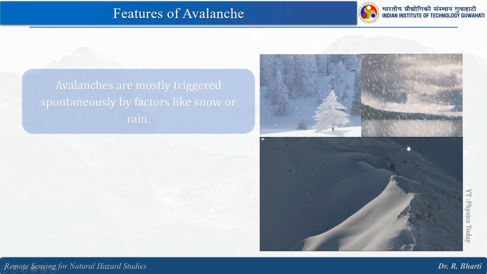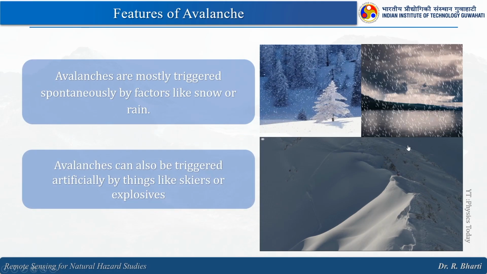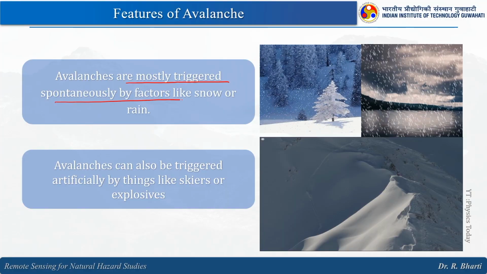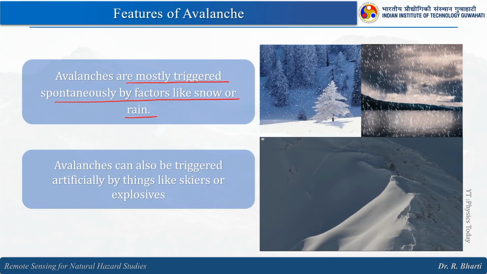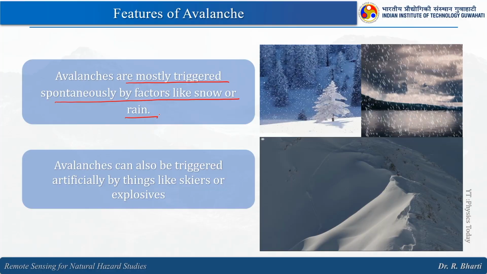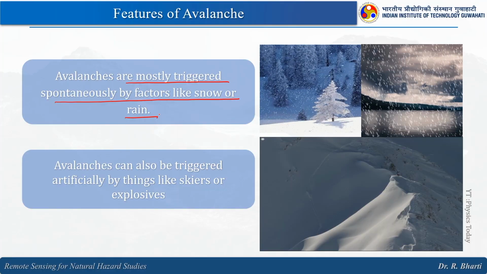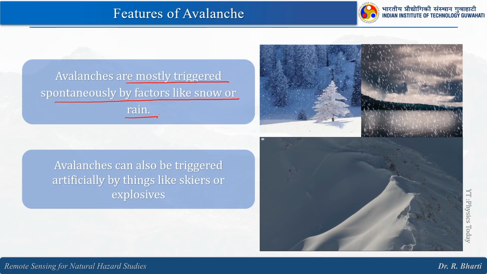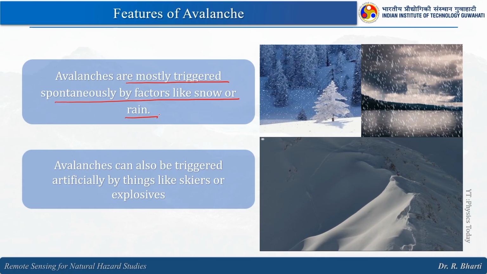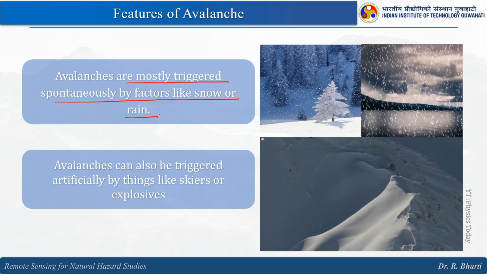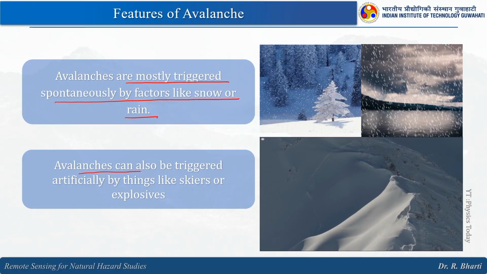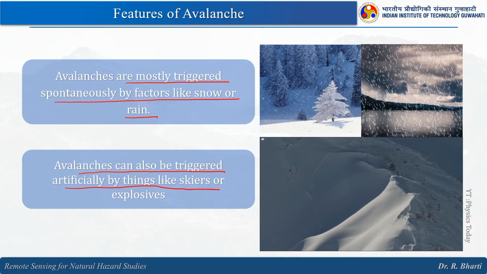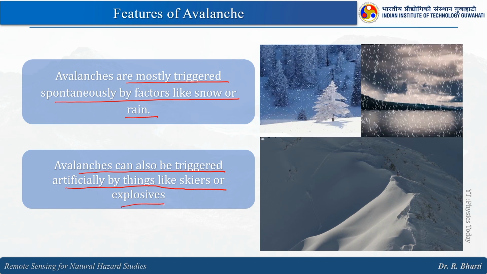So, here you can see the features of avalanches. Avalanches are mostly triggered spontaneously by factors like snow or rain. Because of the change in temperature, when there is rainfall, the raindrops also carry a certain temperature that will change the temperature of the glacier system, or snow system. Avalanches can also be triggered artificially by things like skiers or explosives.